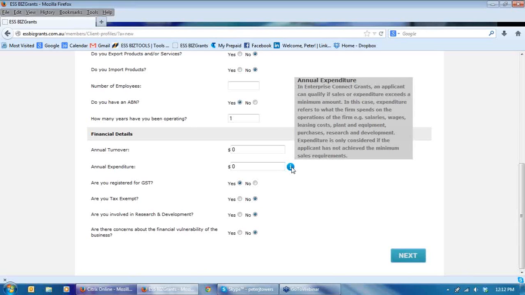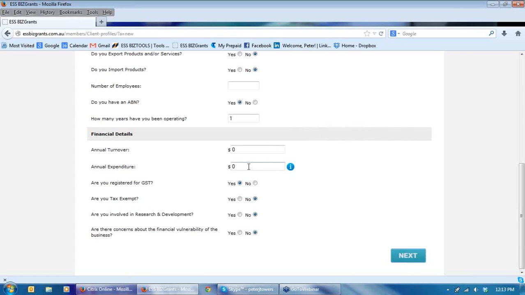It's fairly rare, and in fact in our next version of ESS BIZGrants, which we're planning to release by the end of March, we're not going to be highlighting the expenditure item as much as what we've done in this version, because we found there's a very small number of applicants who apply for Enterprise Connect based on the expenditure rules. So it's probably not worth as much emphasis as asking people to insert the annual expenditure of their business.